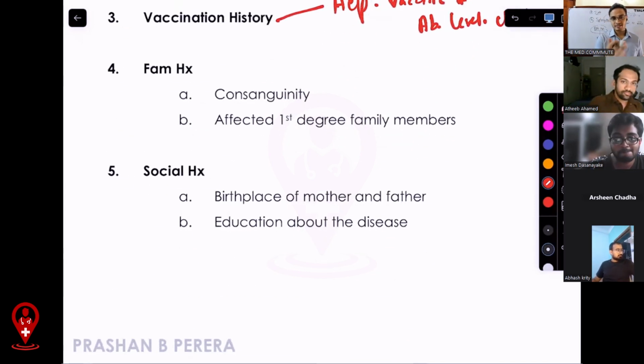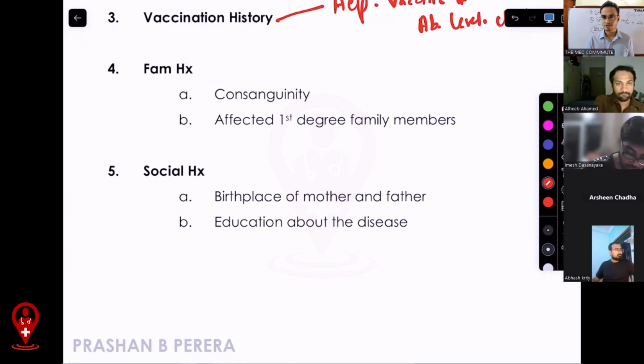Then, guys, again, the social history: the birthplace of the mother and father, you can ask if they're in these high risk zones, and the education about the disease. This is what we talked about, about the dietary changes. Let's say in the history taking, you find out that this is a consanguineous marriage. What should you ask first? Do you know that consanguinity is one of the causes for this child's condition?